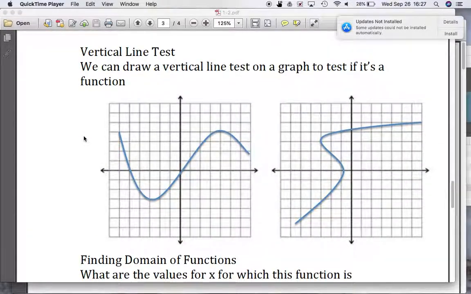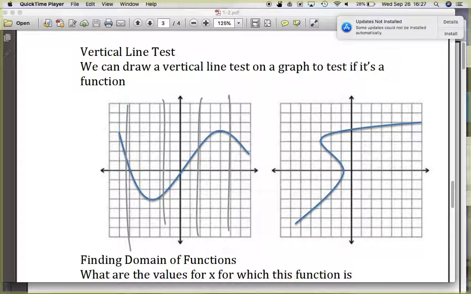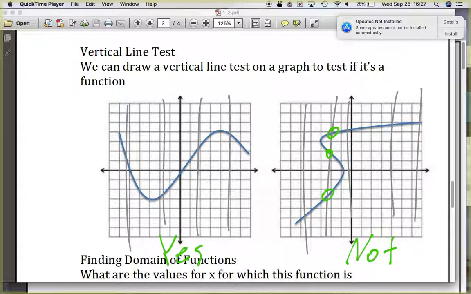I've already talked about this, hopefully, or hopefully you remember talking about this at some point in the past. But the vertical line test says if I take a line and draw it up and down on the graph, as long as these lines only hit the graphs once, that is a function. If they hit the line twice, like here, for example, this one is not a function. So yes and no. Okay?